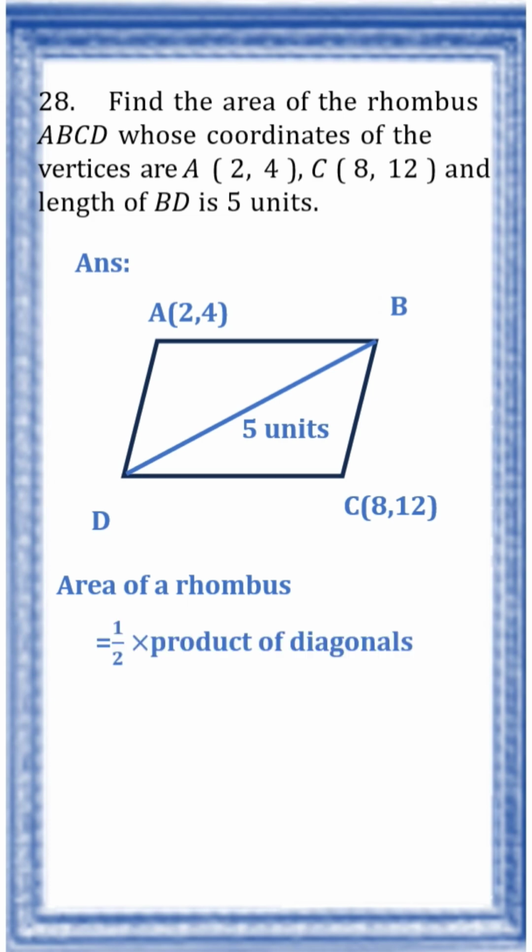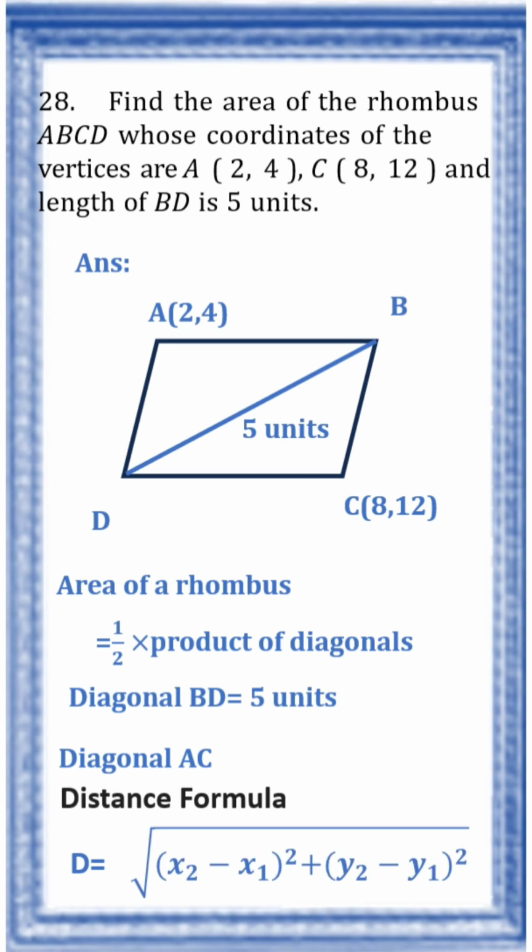We know the area of the rhombus is equal to half into the product of diagonals. One diagonal, that is BD, we know it is 5 units. But we have to find the length of the diagonal AC. How can we find it? They have given us the coordinates, isn't it? A 2, 4, C 8, 12. The length of the diagonal AC can be found by using the distance formula, that is d is equal to square root of x2 minus x1 the whole square plus y2 minus y1 the whole square. Let this coordinate be x2, y2, and this one x1 comma y1.